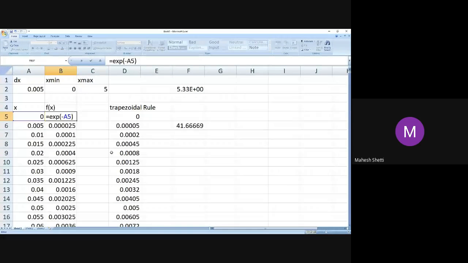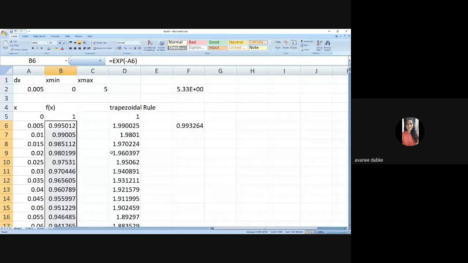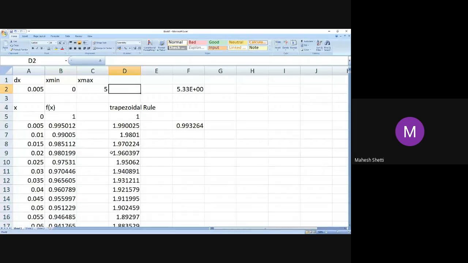Sorry to interrupt, but I have a doubt. How did you calculate the actual value, like that 5.33? Analytically, I solved. It was the x square function. So the integral of x square is x cubed by 3. You put the upper limit and lower limit: 2 cubed by 3 minus 0 cubed by 3. So that was 8 by 3 minus 0, or 8 by 3. Okay.